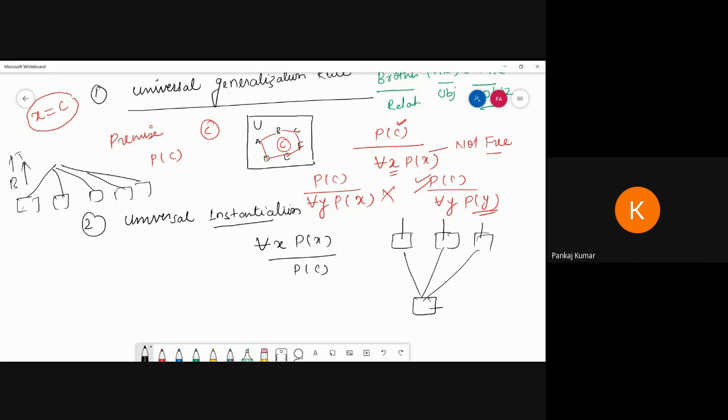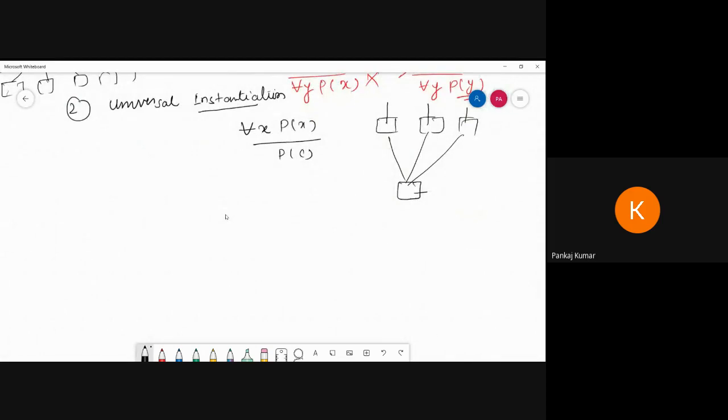Now, the next one. Suppose I'm going to write one example of the universal instantiation. Suppose for all x, everyone likes cricket in this world.